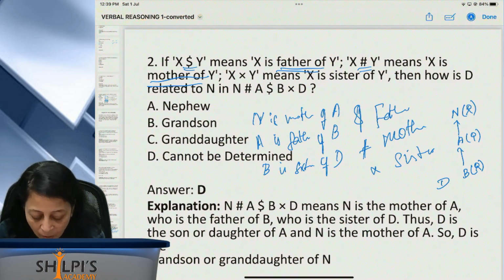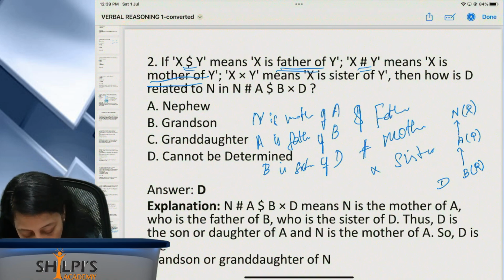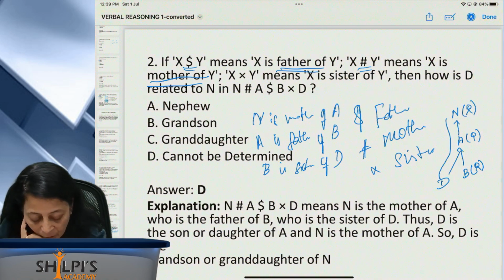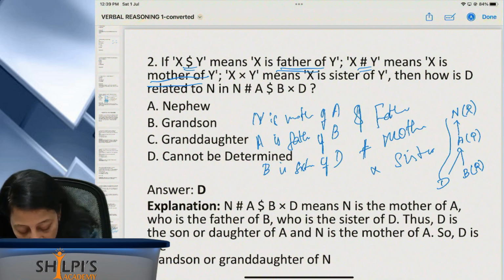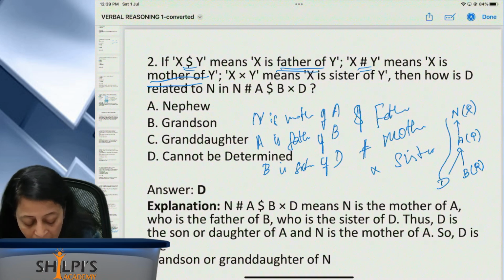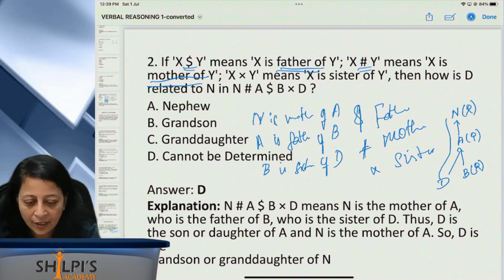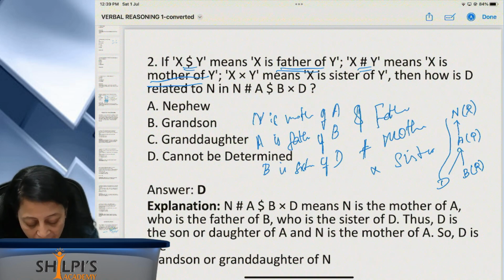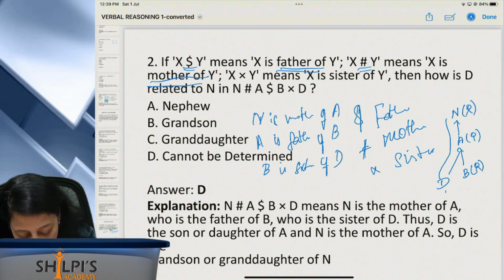Now they are asking, how is D related to N? Not how N is related, how is D related to N? So this is your female, right? So it's a grandmother. If they ask you how is N related to D, we can tell it is your grandmother. How is D related to N? So this could be a boy or a girl, we do not know, right?